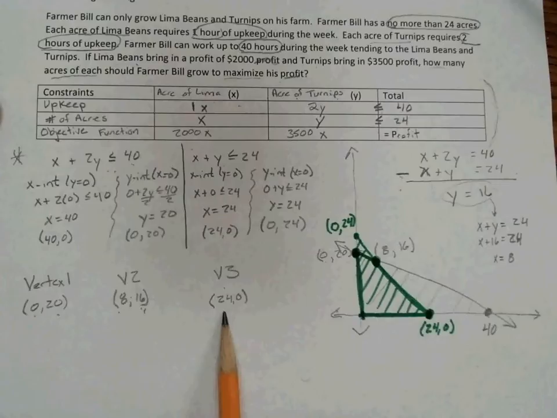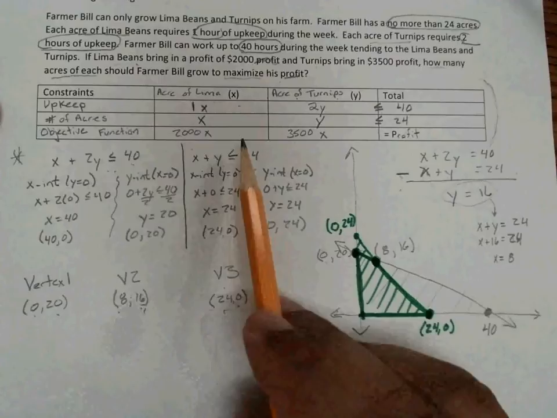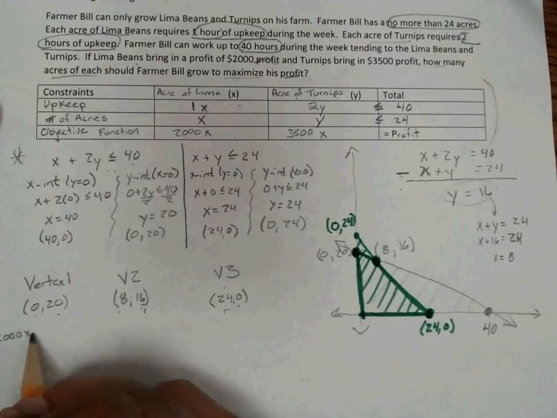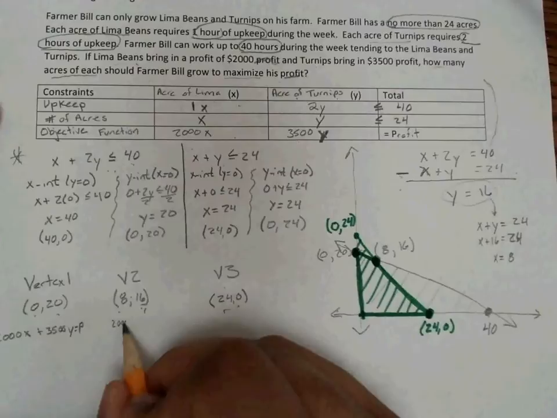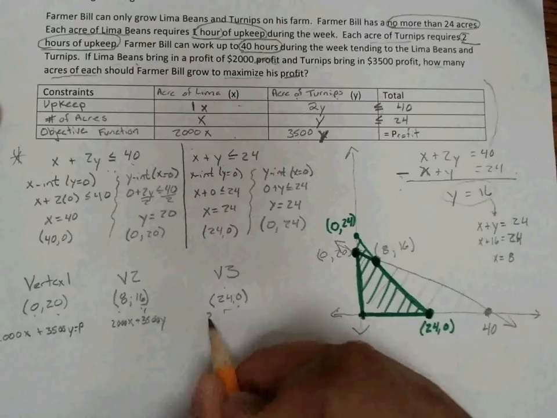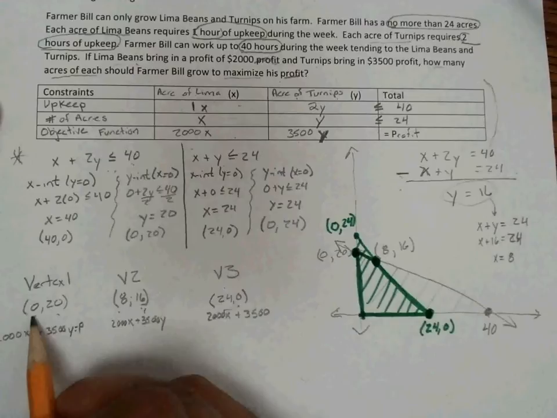So the way we do that, we're actually going to finally use our objective function. So we have 2,000x plus 3,500y. That should be a y there. I apologize. Is equal to our profit. And we're going to do the same thing for each of these. 2,000x plus 3,500y. So we're going to plug 0 there, and we're going to plug 20 there.